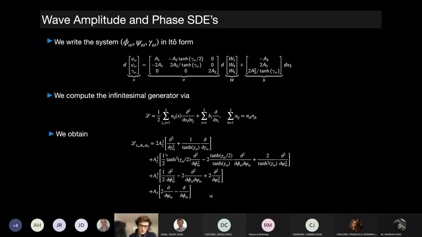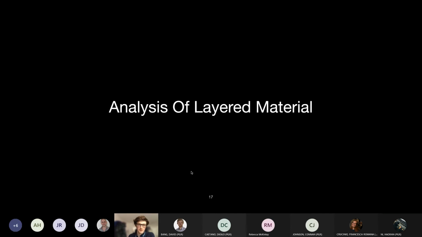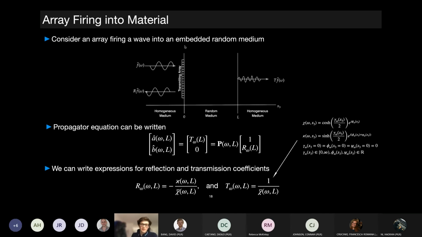And that's a good point to stop, because now we have all the information we need basically to find the statistics of these things. So if you think back to the beginning, this example where we have this input wave, so imagine it comes from some kind of array, you'll get some reflected part and transmitted part, and we want to find out how this material has affected this transmitted part here.